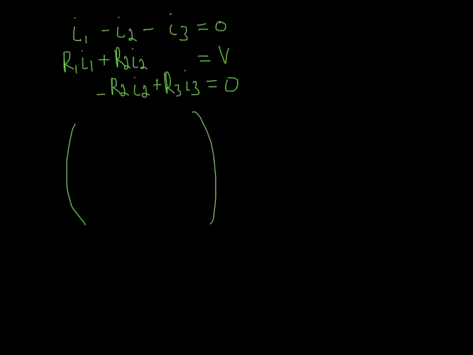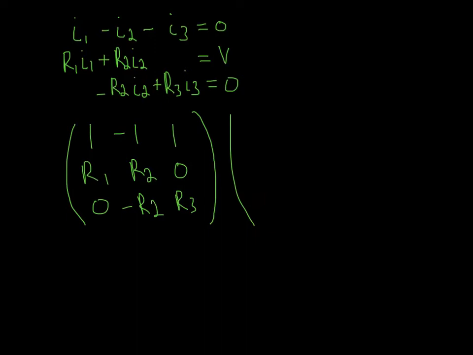And so here's what's going to go in the top row. 1, minus 1, 1, R1, R2, 0, and then we'll get minus R2, oops, forgot my 0 there, and then R3. All right, that's not the equation though, you'll see I'm trying to represent it. So then these will be I1, I2, and I3, and that's going to be equal to 0, V, 0.